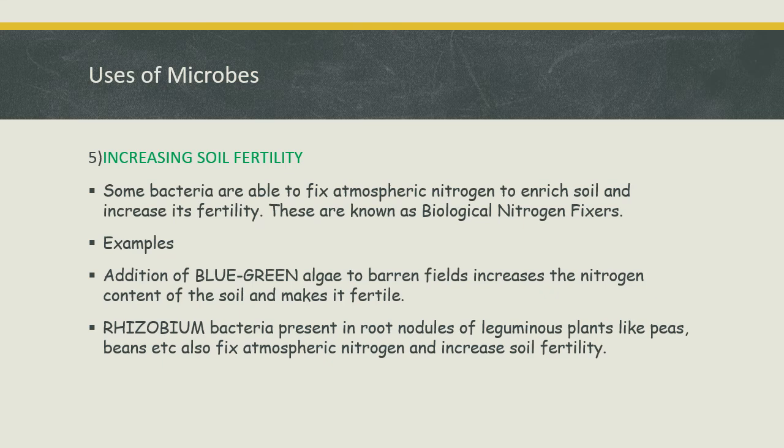Increasing soil fertility. This is done with the help of atmospheric nitrogen fixing bacteria known as biological nitrogen fixers. We have Rhizobium, and we have blue-green algae or cyanobacteria for this. They take the atmospheric nitrogen and convert it to soluble nitrogen compounds and give it to the plant, so that it increases the soil fertility as well as the plant can grow well and give its products.